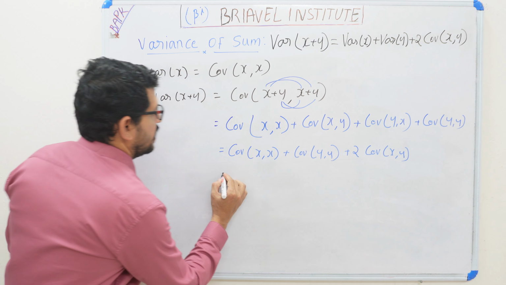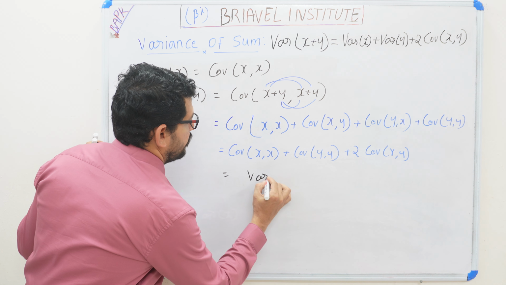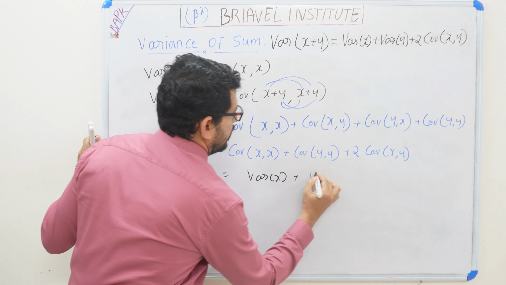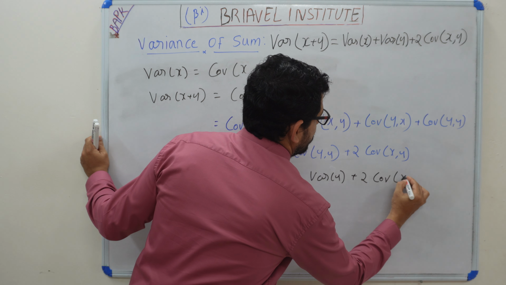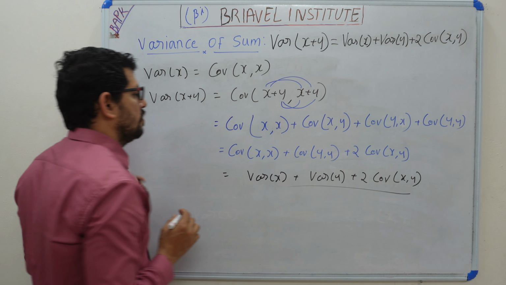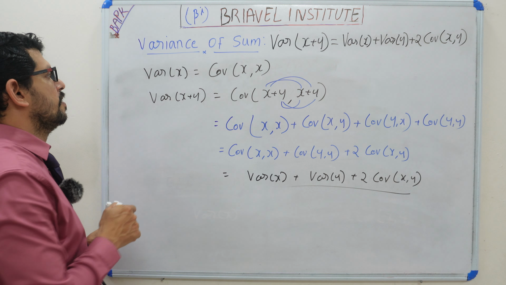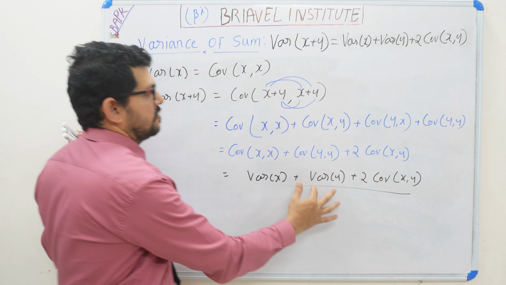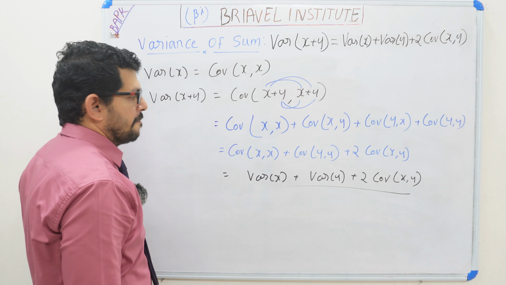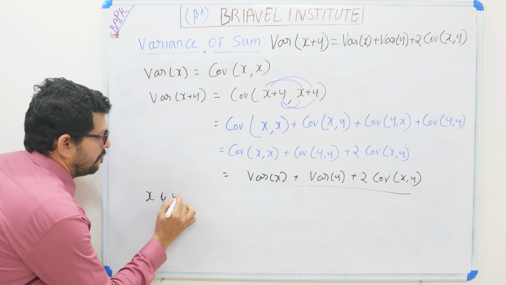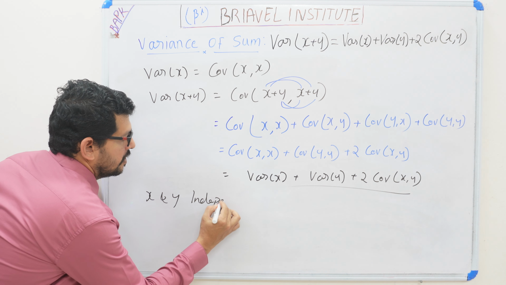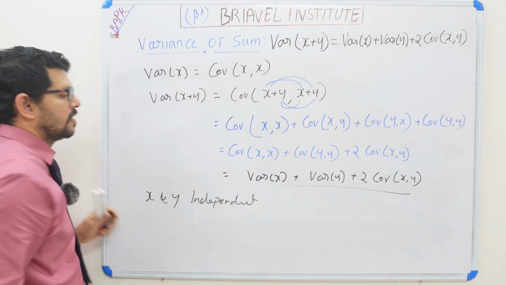This is a simple way we can prove that the variance of x plus y is equal to variance of x plus variance of y plus 2 times covariance of x comma y. Now, if x and y are independent, you can say x and y are independent.